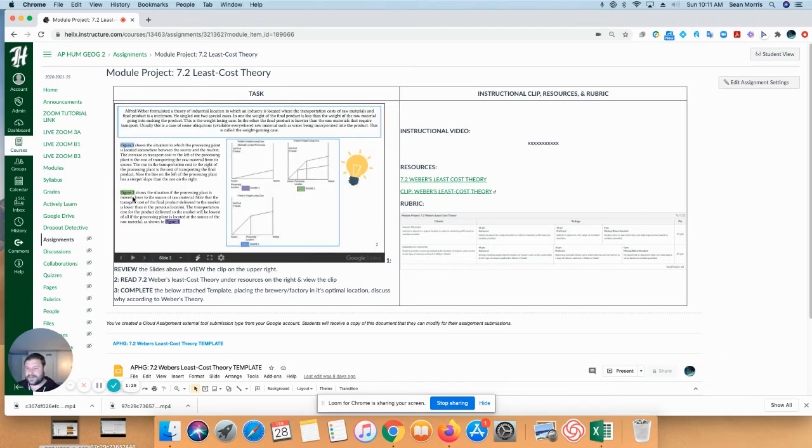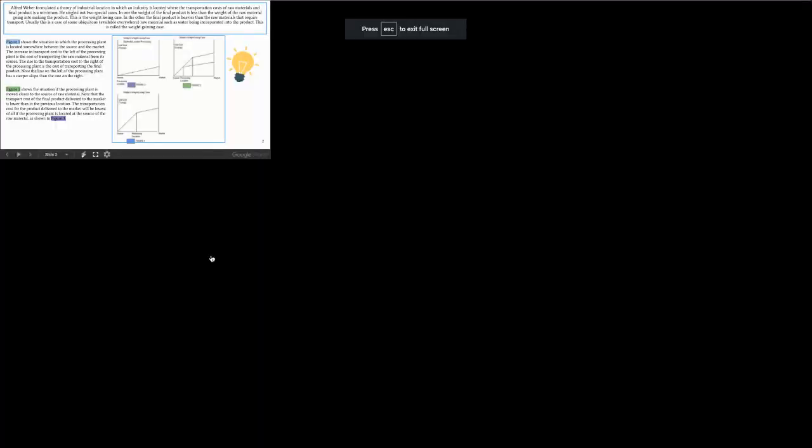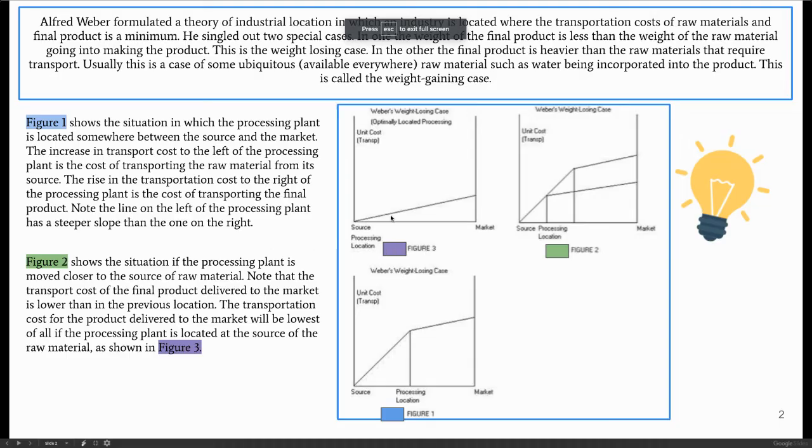So we're talking about the location of the processing center or the factory in relationship to the source material, the inputs, and then the market where it's actually going to be sold. Just like von Thunen, Weber is transfixed on transportation costs. So he's looking at weight and distance, and he's looking at different types of products.